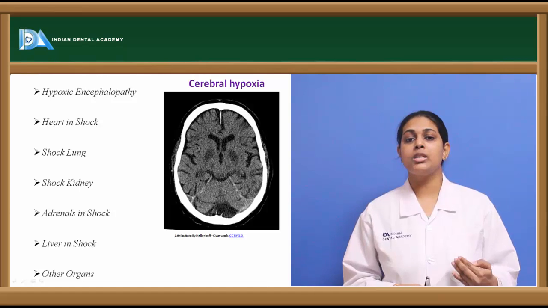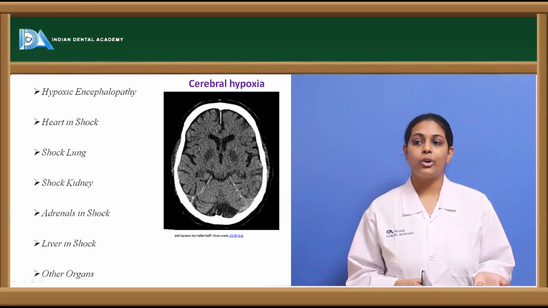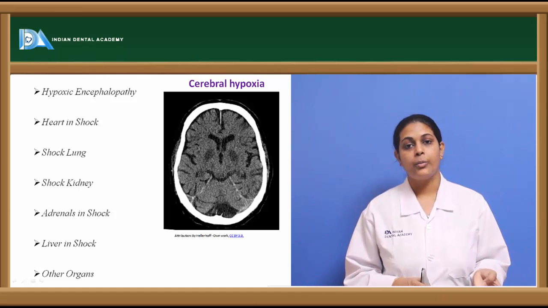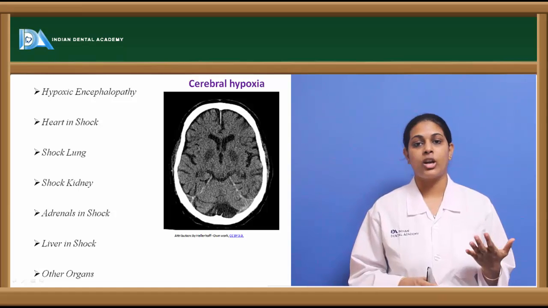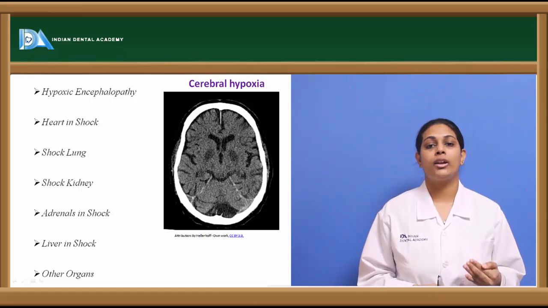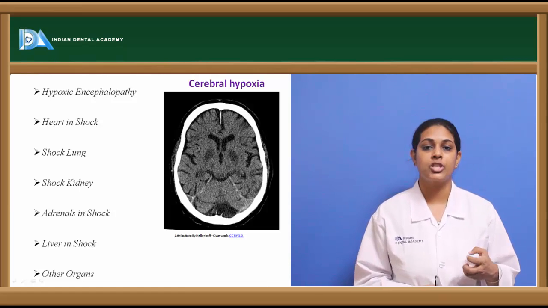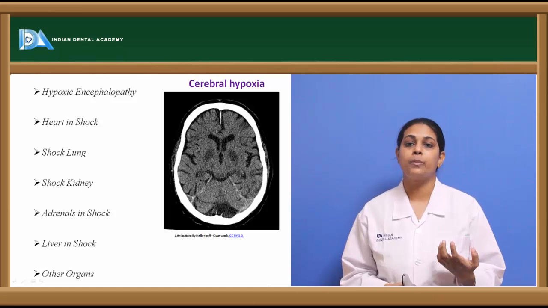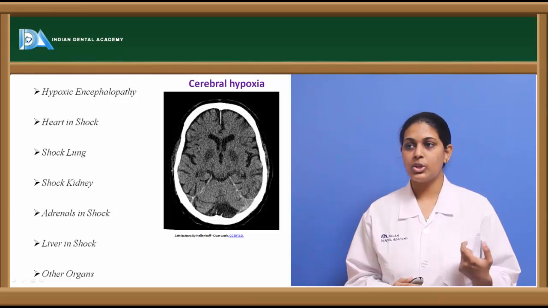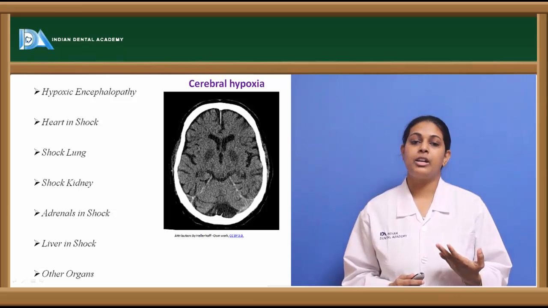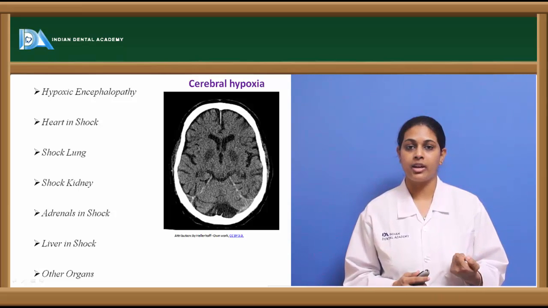Coming to the other organs affected by shock, besides the liver, the spleen and lymph nodes can also be seen affected. Other than the major organs in the body, these minor organs such as lymph nodes and spleen can also be affected in case of shock. There is a picture showing cerebral hypoxia on the right side.